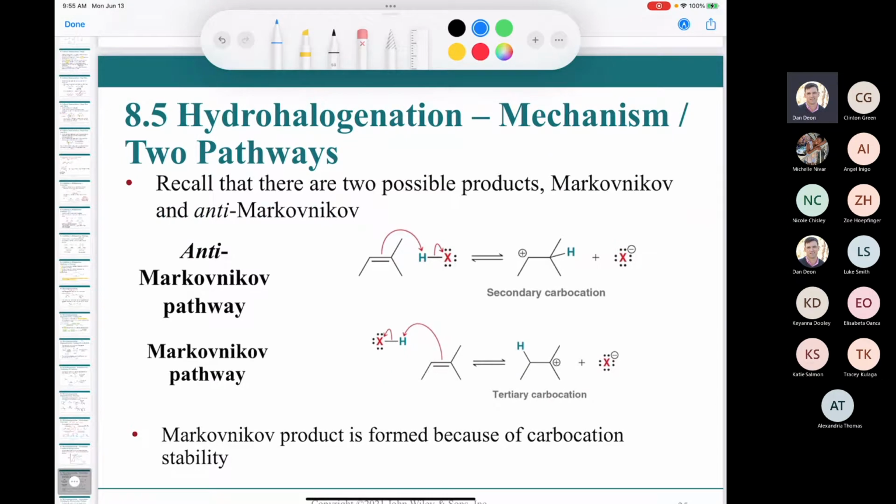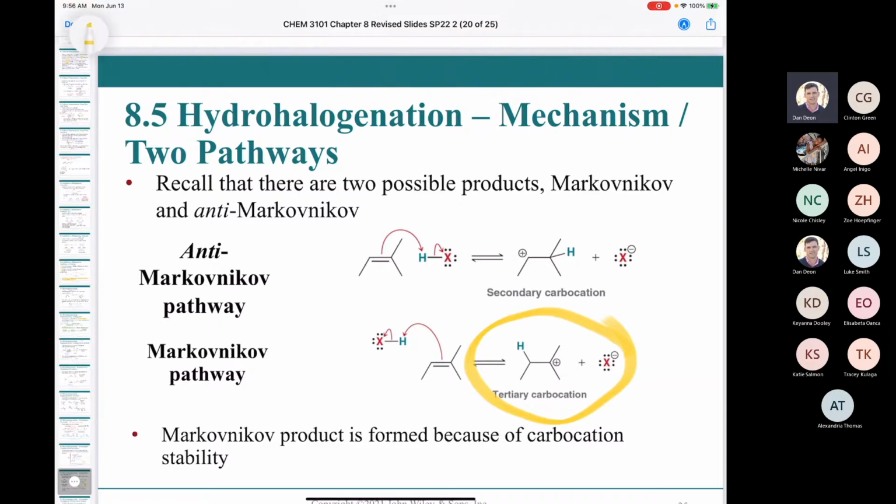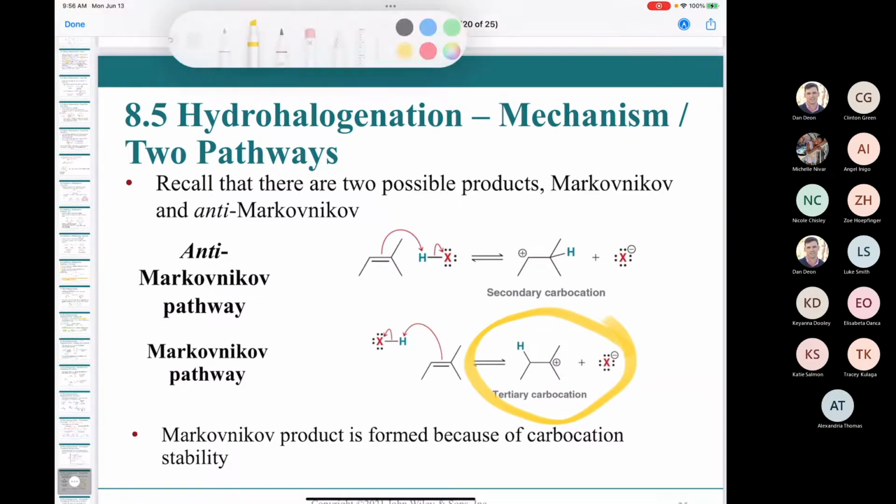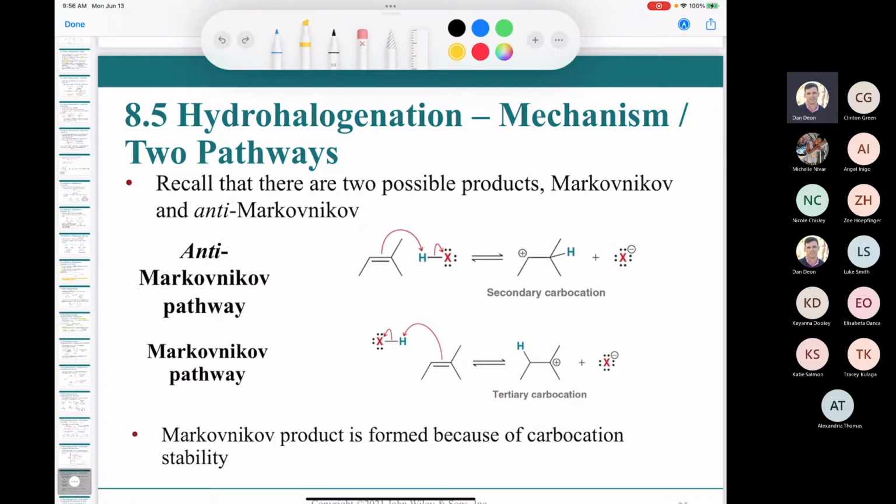So recall, there's two possible products, Markovnikov and anti-Markovnikov. Like Clinton just said, the reason why we don't get the anti-Markovnikov is because it proceeds through a less stable carbocation. Put another way, the reason why we get Markovnikov is because the tertiary carbocation is most stable. There we go. Give me a thumbs up if you follow me on the rationale. Secondary versus tertiary, tertiary is more stable. Beautiful.